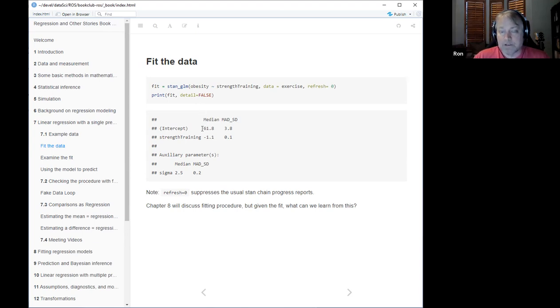The intercept, which would be A in this case, is 61.8, which the interpretation could be that if there was no strength training, the obesity would be 61.8, but that's a bit of an extrapolation, of course. And it has a standard deviation, or I guess I should say the median absolute deviation scaled to be a standard deviation, at 3.8. And the slope is negative, like we saw from the plot, minus 1.1, and the standard deviation, or MAD_SD, is 0.1.